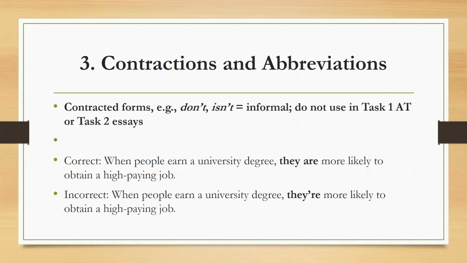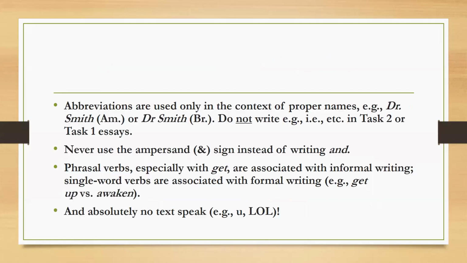Correct form: when people earn a university degree, they are more likely to obtain a high-paying job. Incorrect: when people earn a university degree, they're more likely to obtain a high-paying job. In fact, those two sentences are correct. But if we are writing a formal essay, the second one, they're, contracted, they are, don't use it. Okay. Then abbreviations. Abbreviations are used only in the context of proper names.